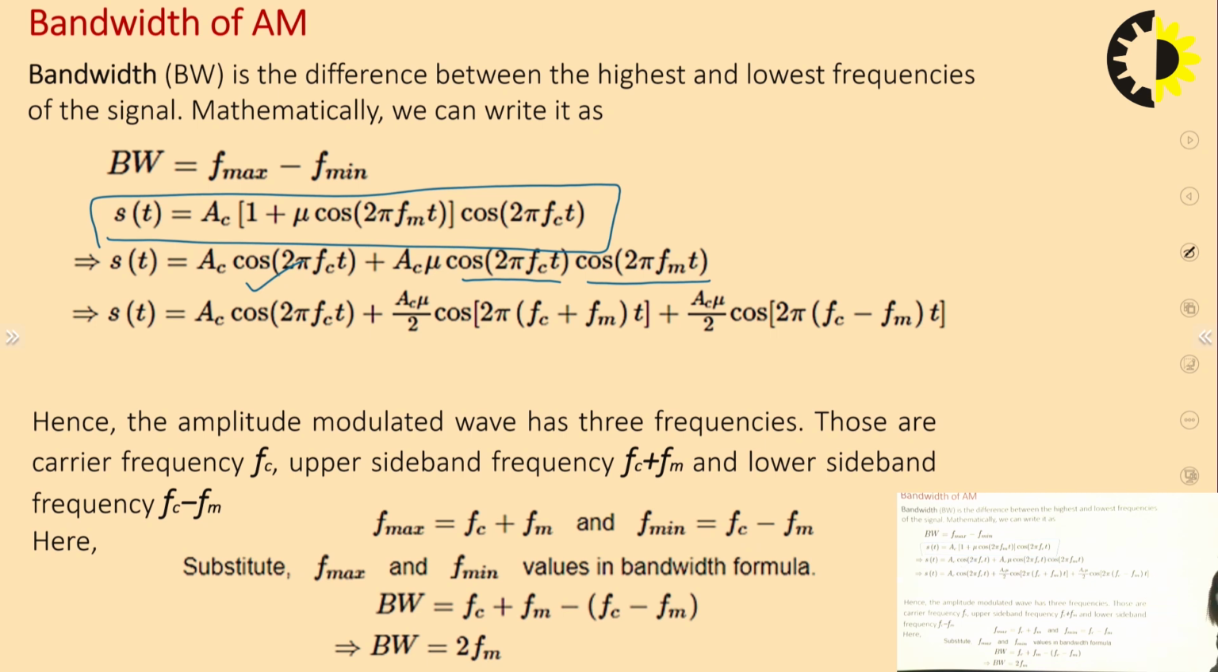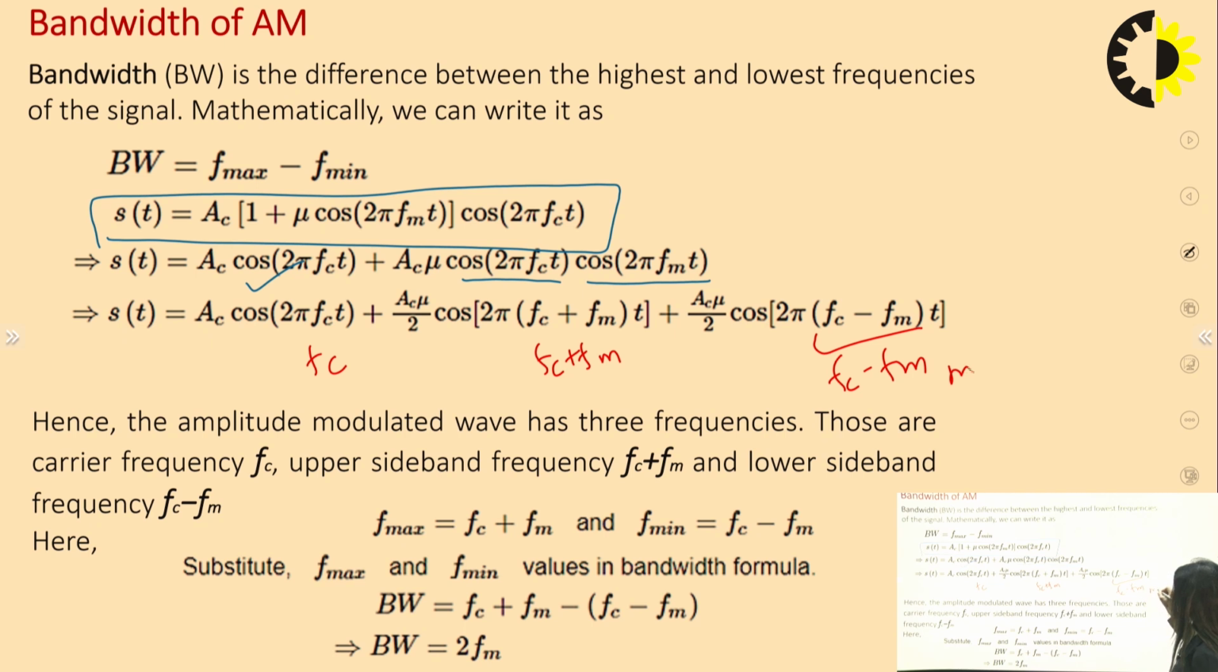From cos A into cos B equal to 1 upon 2 cos (A plus B) plus 1 upon 2 cos (A minus B), that is the formula we are using. Now we can see the minimum frequency is FC minus FM. There are three frequency components: first is the FC component, second is FC plus FM, and third is FC minus FM.